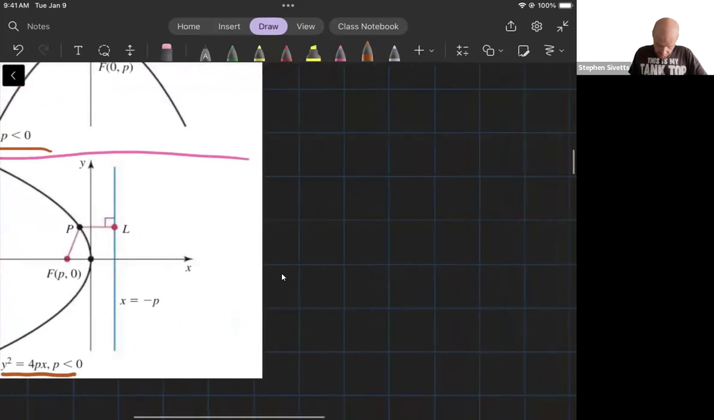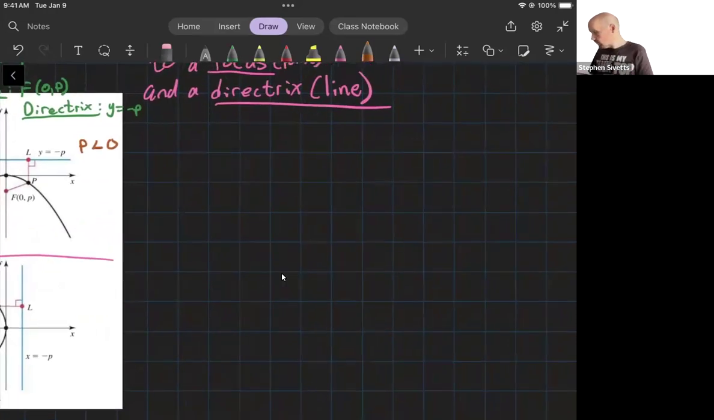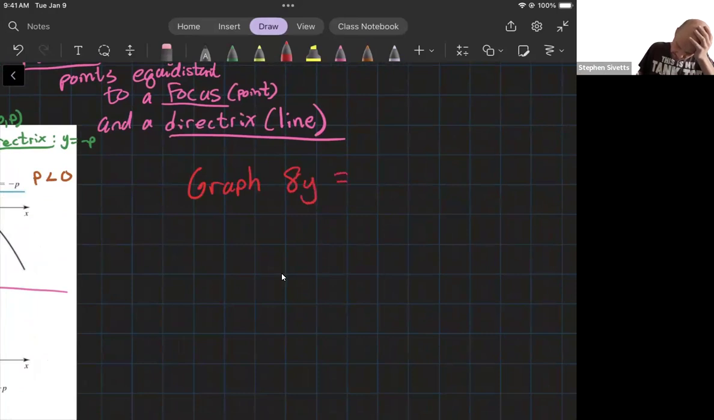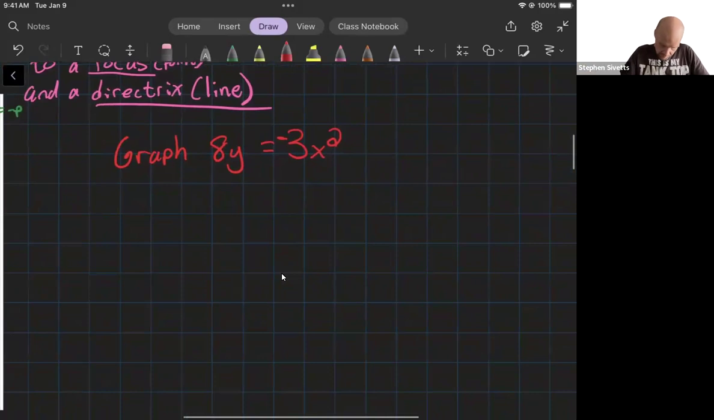Okay, so let's look at an example on how we would draw, I should say, illustrate a parabola. So let's say we have this example. Graph y equals minus 3x squared. Okay, so suppose we have this example, y equals minus 3x squared, right?